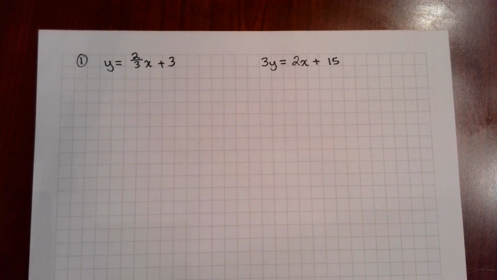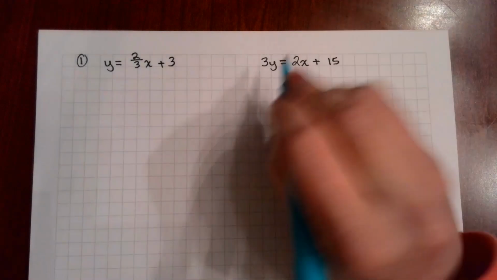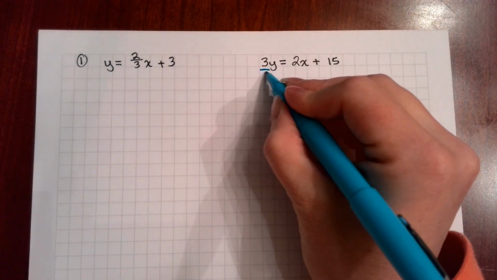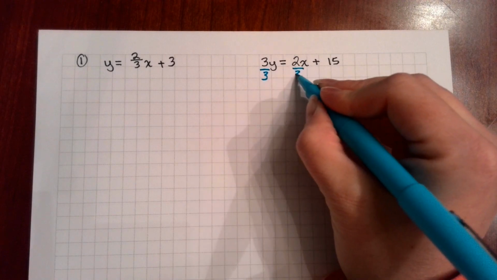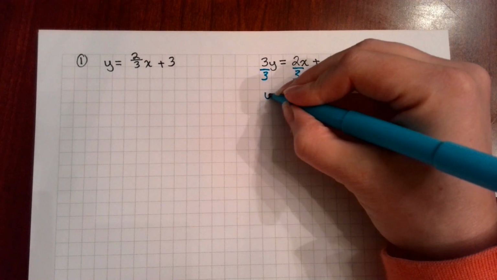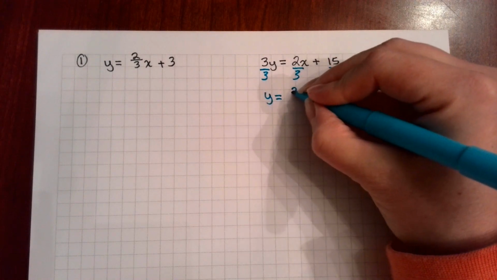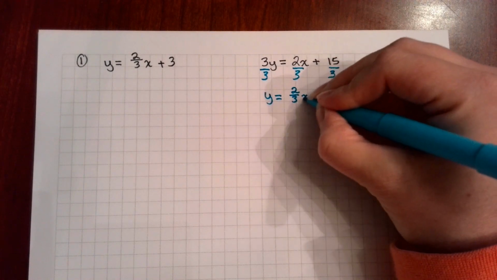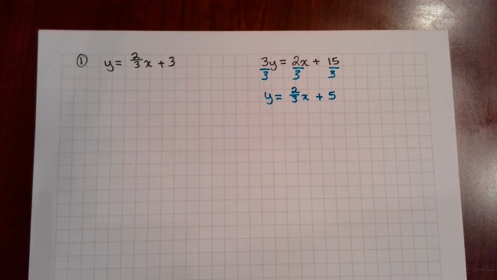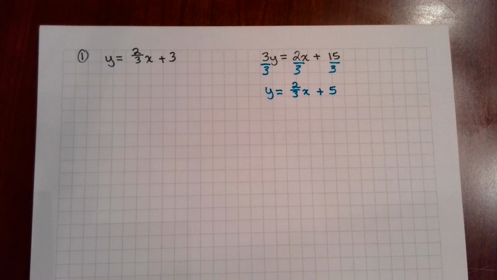Now, obviously, the first one is in slope-intercept form. The second one is not in slope-intercept form. So you want to make sure that they're both in slope-intercept form when you're going to be graphing them. In order to get this one in slope-intercept form, all I'd have to do is divide every single term by 3. And that's going to give me y is equal to 2/3 x plus 5.